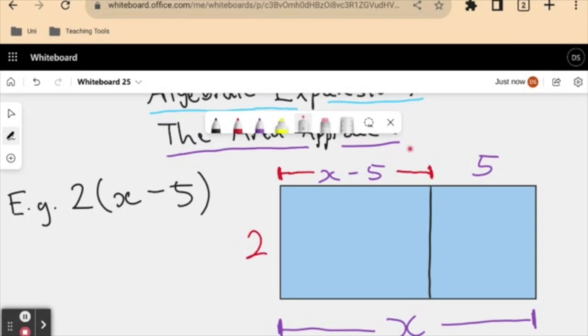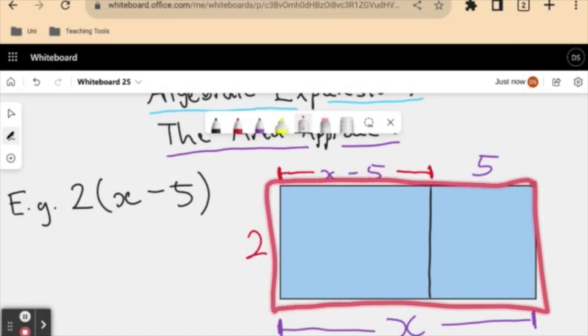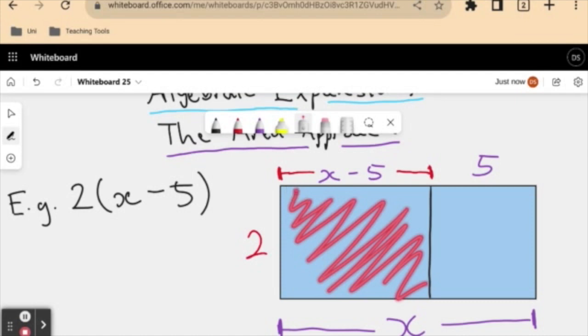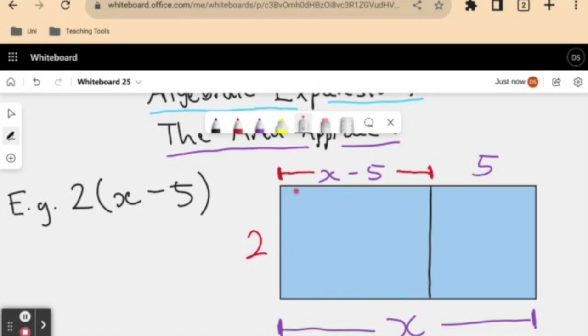Now, how do we do that? Well, we can say that finding this area would be the same as finding the whole area of our big rectangle and minusing the area of this rectangle. And we get remaining this area here. Now let's have a look at actually completing this and seeing what we end up with. Well, let's take the area of our big rectangle first. So those dimensions are 2 multiplied by x.